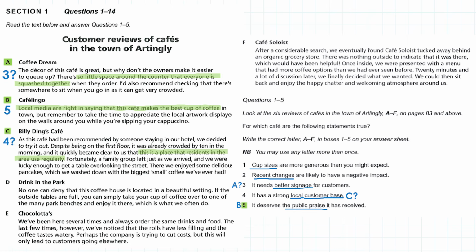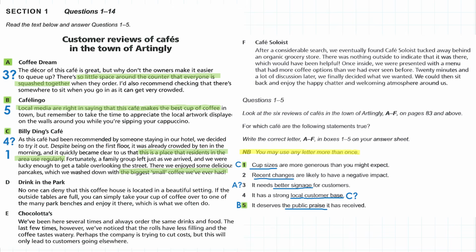But remember about this line we have here. You may use any letter more than once. So don't stop reading. Read until the end and then you'll find this. So this cafe had the biggest small coffee we've ever had. So cup sizes are more generous than you might expect, right? So that's number 1, C. And that would be possible because we may use our letter C twice.